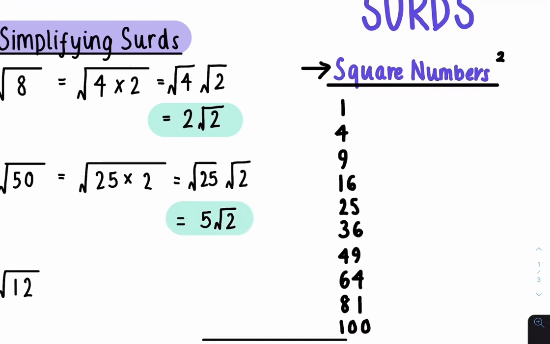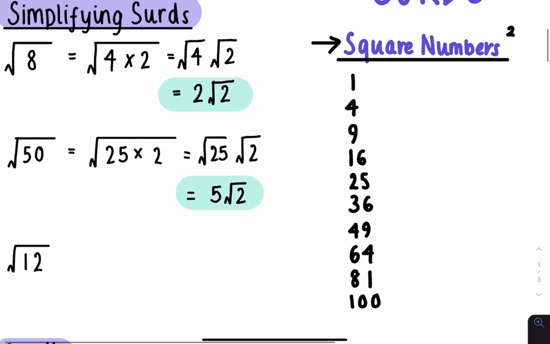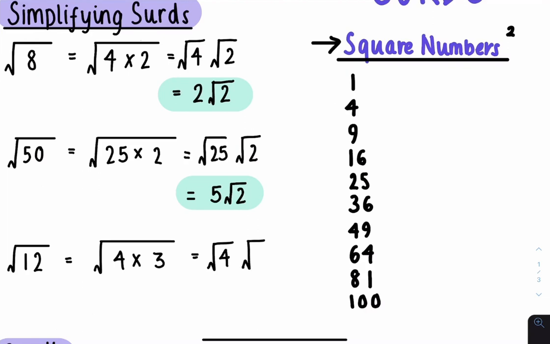Let's do another example. Here we have root 12. So the largest factor of 12 that is also a square number would be 4. And 4 times 3 gives you 12. So we rewrite this as root 4 times 3. Hopefully you're getting the gist at this point. You split it to root 4 root 3. But we know that root 4 is 2, so we replace this with a 2. And it's going to be 2 root 3.